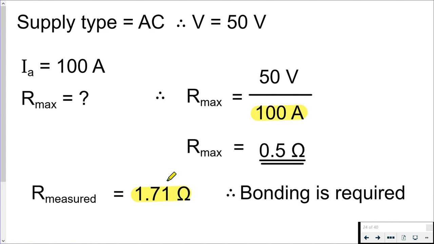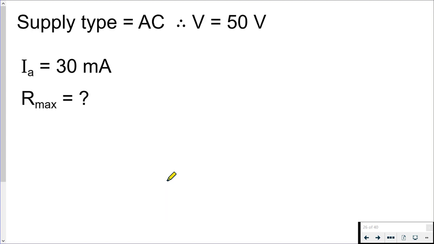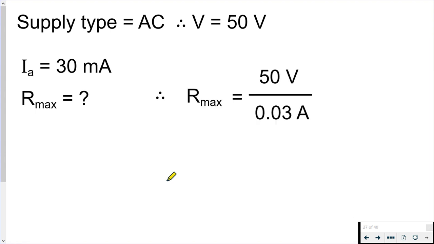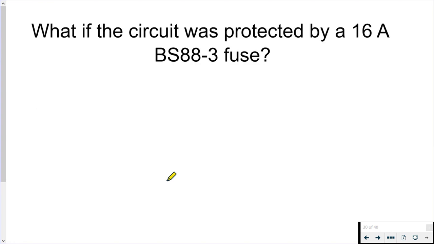All right. So what if we had a 30 milliamp RCD in line with this circuit? Would it change the maximum resistance allowed? Well, we're going to take that 30 milliamps and we're going to throw it into the same calculation. Remember, it's 30 milliamps, it's not 30 amps, it's 0.03 amperes. So that gives us a maximum resistance of 1,667 ohms. We measured 1.71 ohms, therefore bonding is not required.